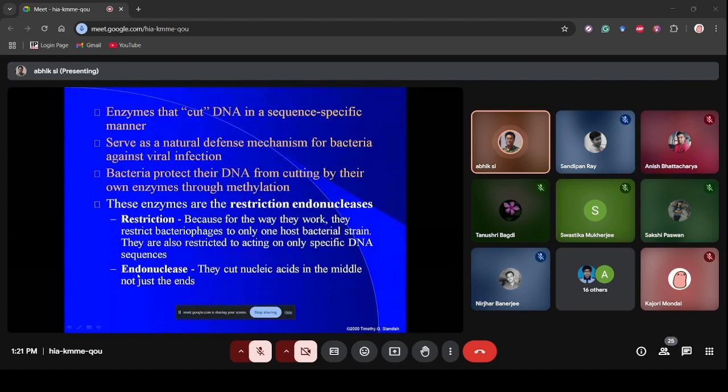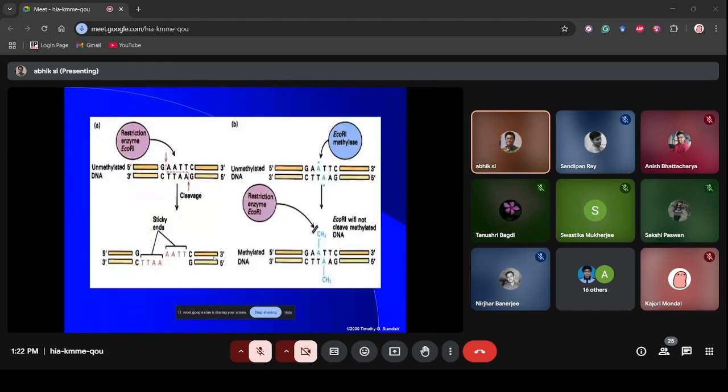The opposite term of endonuclease is exonuclease, where the enzyme cuts from the end. But restriction enzymes cannot cut from the end; they cut from within the sequence, so that is endonuclease. The total name is restriction endonuclease. In short, it is known as RE, capital R, capital E, or simply as restriction enzyme.